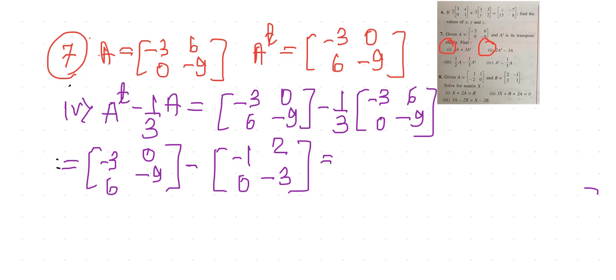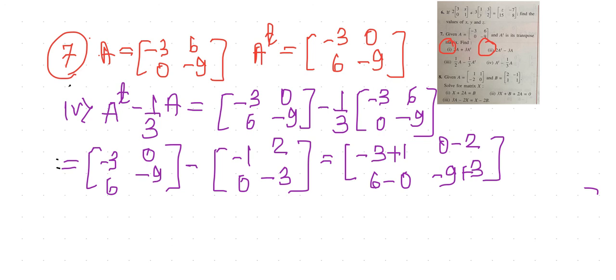So we'll be just subtracting them. So minus 3 minus 1 is, children, minus 4... plus 1. Then here I have 6 minus 0. Here I am having 0 minus 2. And minus 9 minus 3 is plus 3. Okay. So this is what, children: minus 3 plus 1 is minus 2, 6, 0 minus 2 is minus 2, and minus 9 plus 3 is equal to how much? This is equal to minus 6. So this is the matrix that you are getting. Okay, so this is the way this sum has to be done.